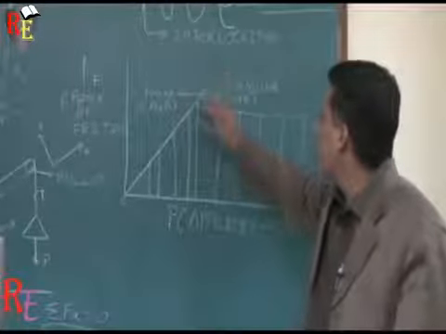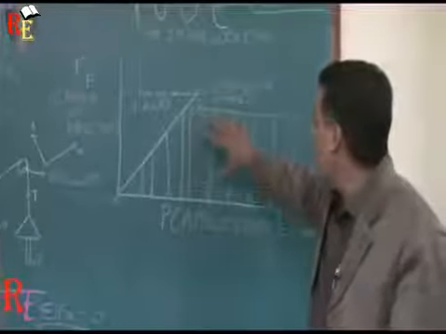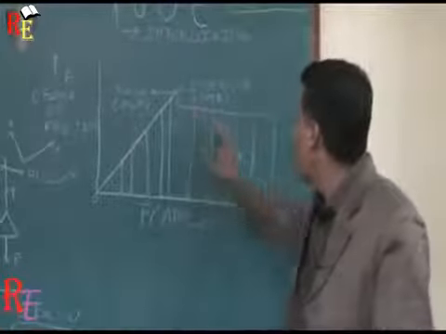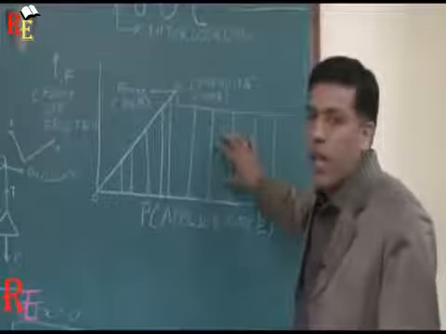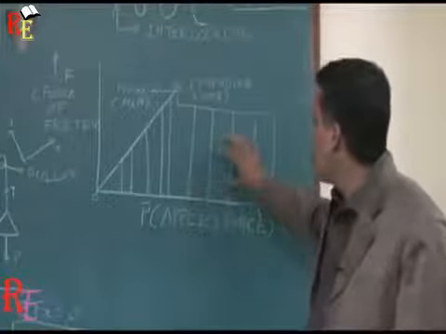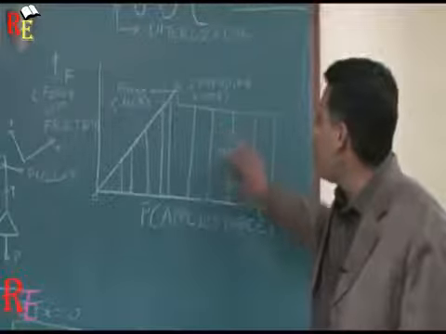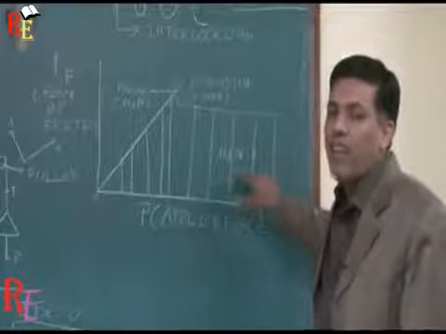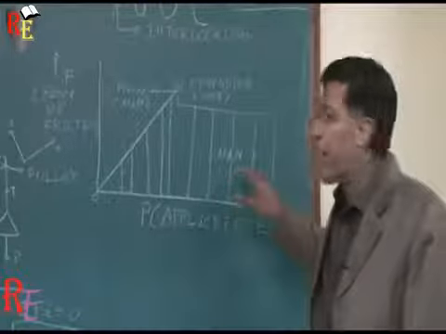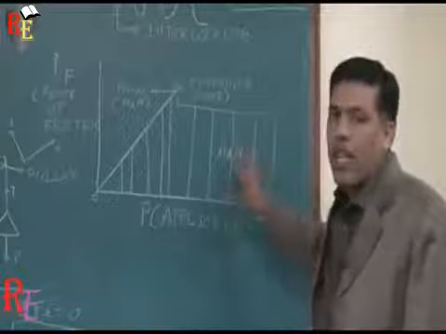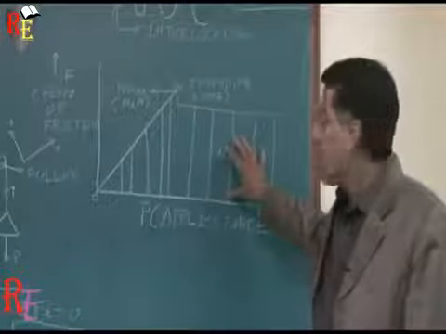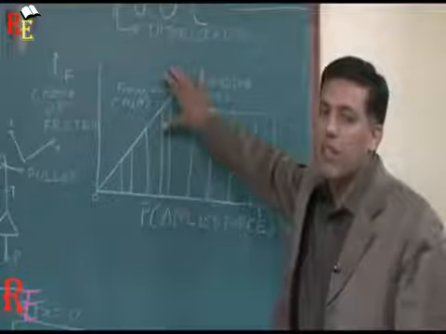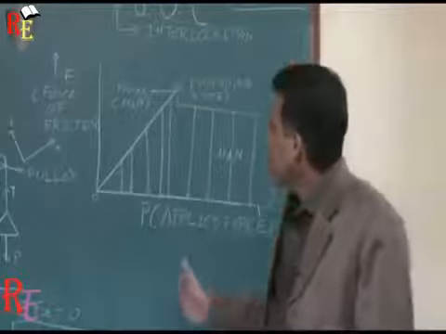Once we cross this point A, we enter the domain of dynamic friction. Then the body is just about to move, or the body moves. At this time, the force of friction is the dynamic force of friction, and its value is mu d N, where mu d is the coefficient of dynamic friction and N is the normal reaction. Experimentally, it is found that mu d is 0.8 times mu s.